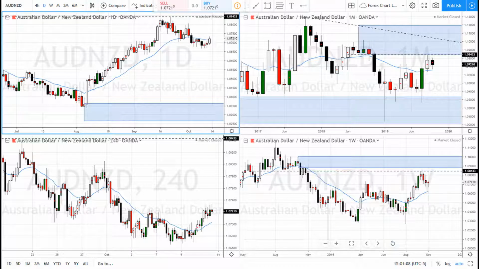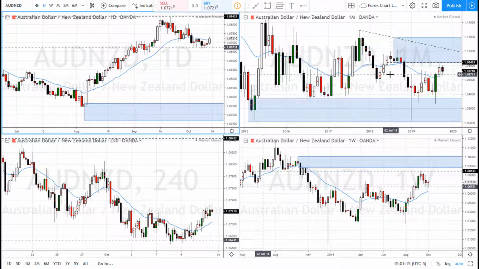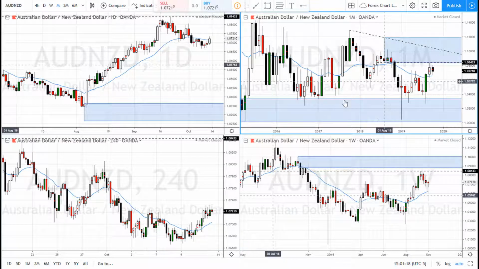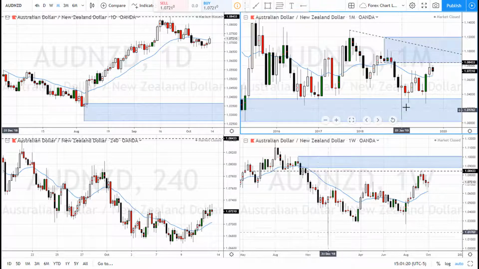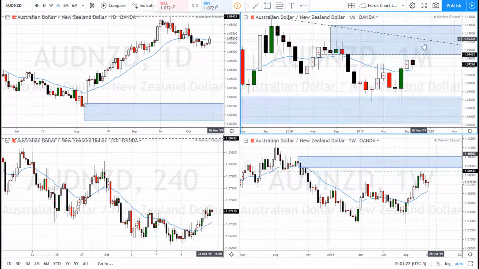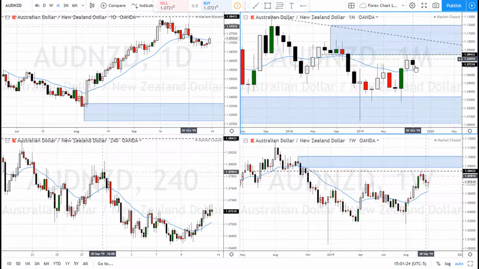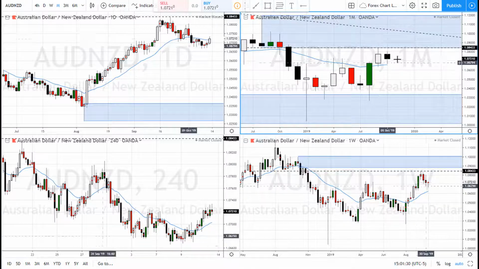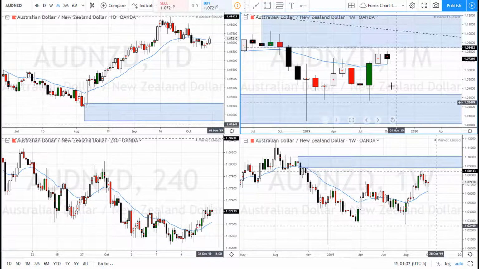Today we're going to take a look at some charts and see where we can identify supply and demand order flow and trade it for income. Okay, let's take a look at Aussie Kiwi and see where we can identify the trend. On the monthly, price has been ranging in between this demand and supply zone up here, and price has touched this area of supply, and now it's looking like it could go back down lower.